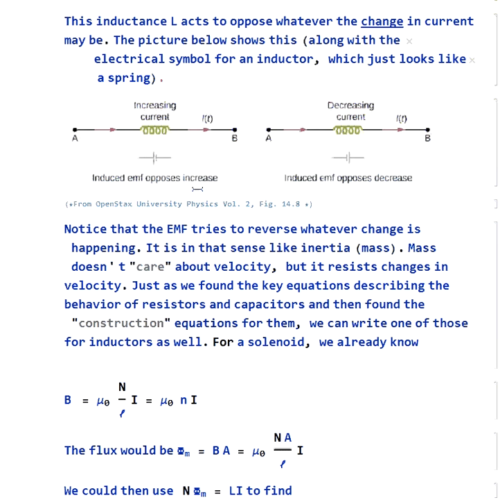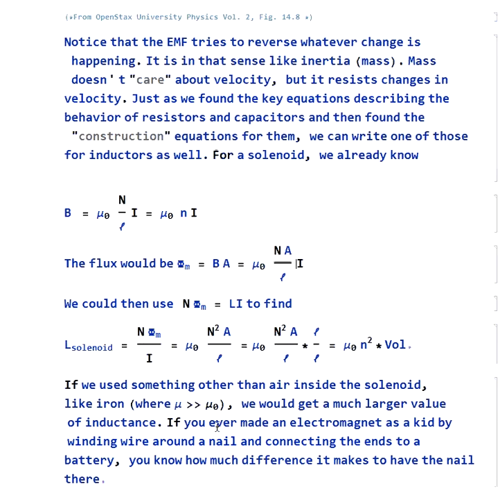Now, just like we found the key equations for the behavior of resistors and capacitors, and then found the sort of construction equations for them if you wanted to start a factory, we could write a construction equation for the inductor as well. If we have a solenoid, we already know this part. The magnetic field is mu naught times turns per meter times the current. The flux would therefore be B times A, so we could write that as mu naught NA over length times I. We could then use our relation from above, N phi equals Li, and rewrite this a little bit.